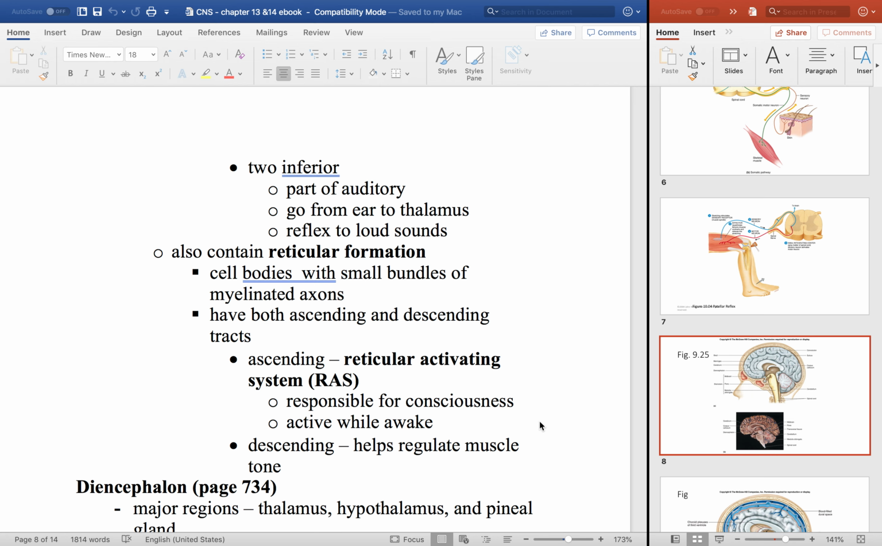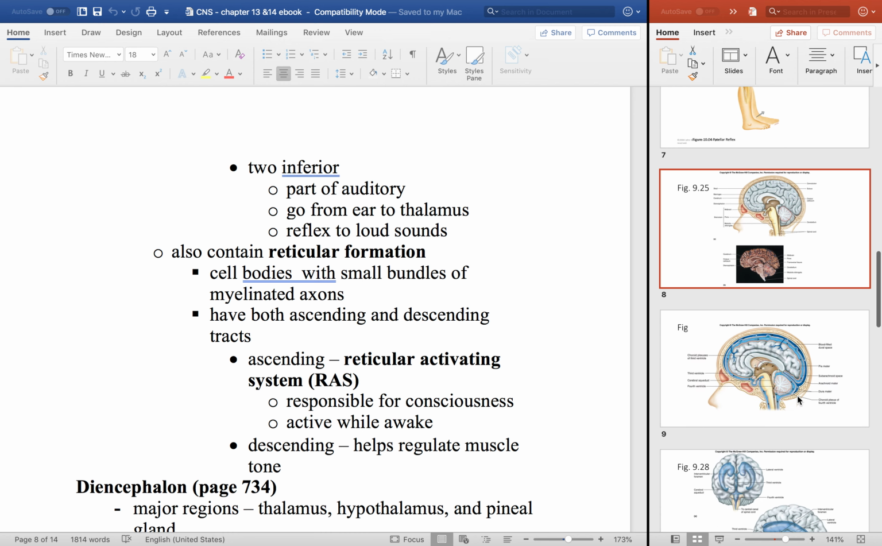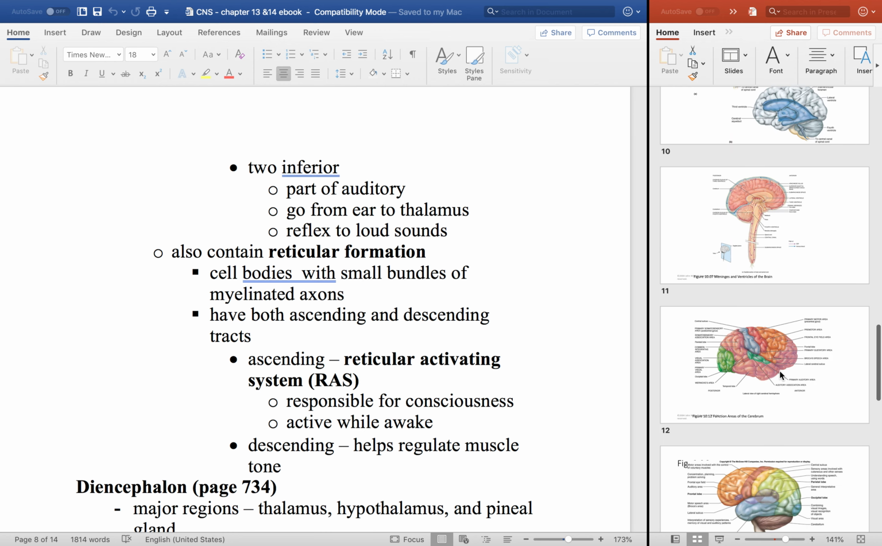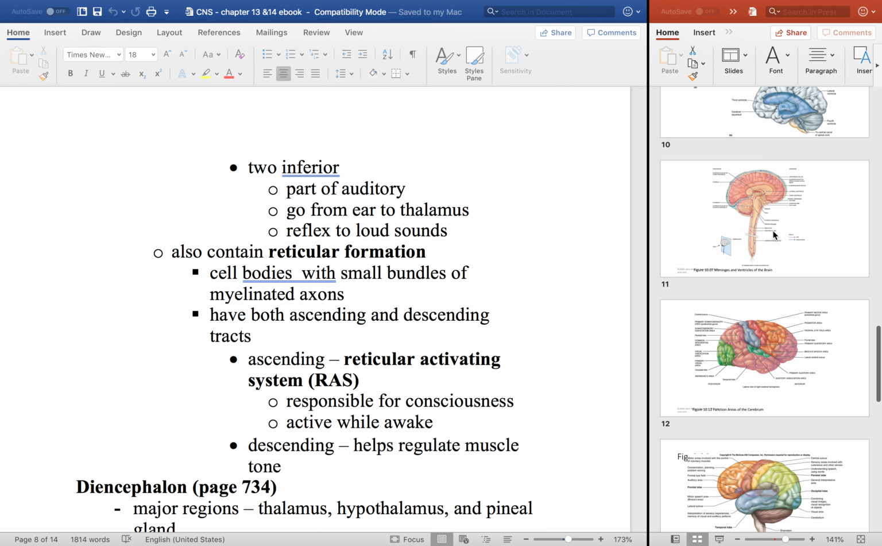And that's everything in the midbrain, guys. Remember, you've got a picture here and here. This one is the one I'm talking about.